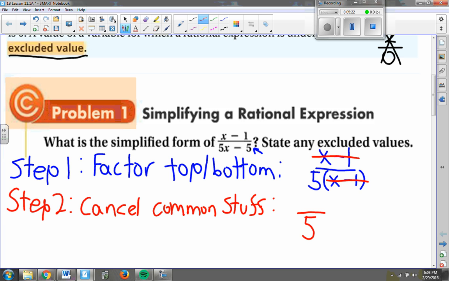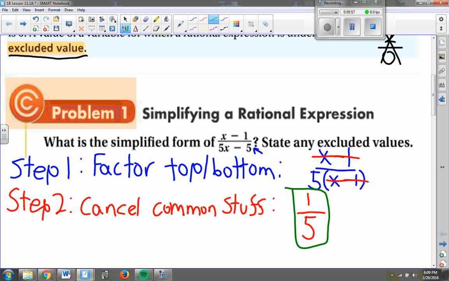I'm really left with nothing on the top, but that doesn't mean it's 0. I'm essentially, once again, dividing out an x minus 1. So when I divide out everything on the top, I'm left with a 1. Okay? So when you cancel and nothing is left, or when you factor something out and nothing is left, please put a 1, don't put a 0. That will be the wrong answer. Now, 1/5 is a fraction in simplest form, so I am done with the simplifying. Okay, the simplified form here is 1/5.